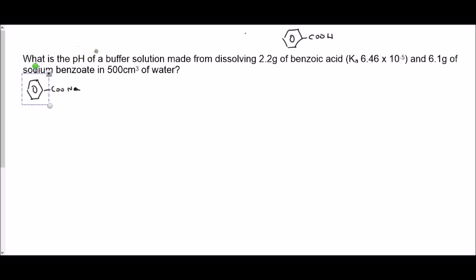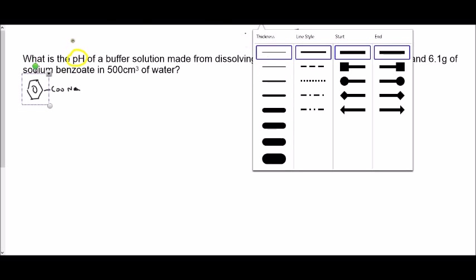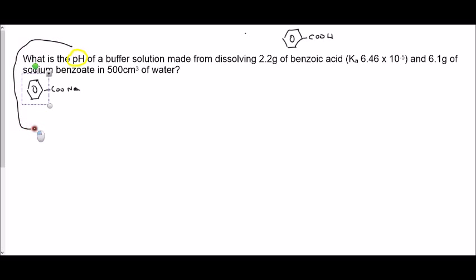Okay, we're going to start off by reading through this question. The first thing we'll come across is pH. So I know that I am going to have to calculate pH for a buffer, which means that I'm going to be using that rearranged Ka expression, which looks like this.